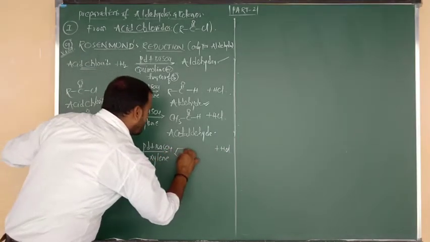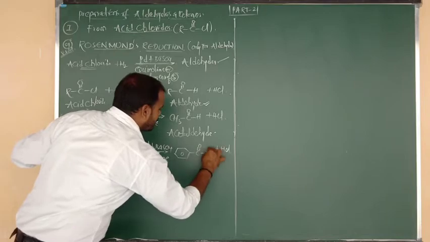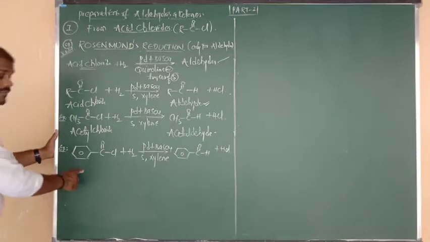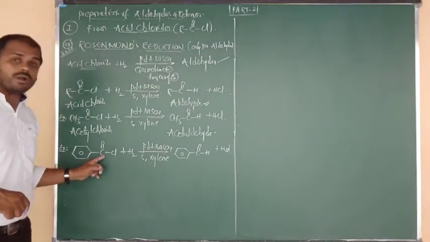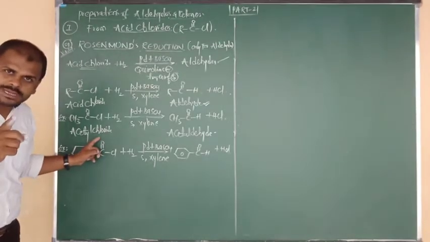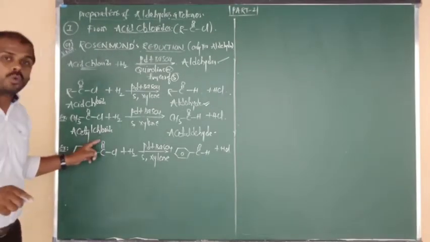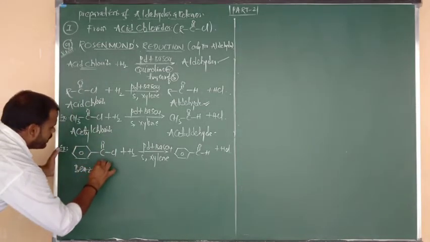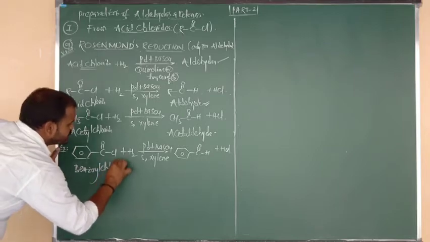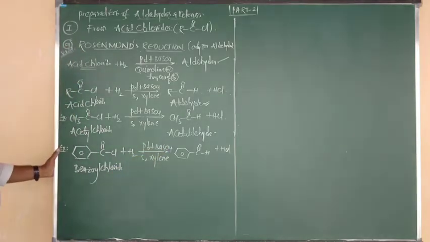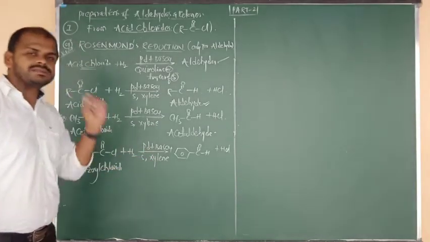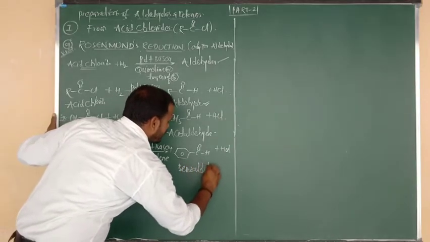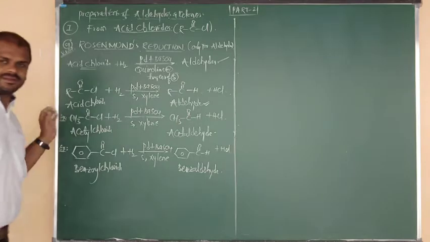So what is the name of this compound? Benzene bonded to C double bond O, C double bond O bonded to H, with R replaced by benzene. This is not benzyl. Benzene bonded to C double bond O is a keto group. So the compound name is benzoyl chloride. Benzoyl chloride upon reduction with palladium plus barium sulfate in presence of xylene and traces of sulfur gives the product, which is nothing but benzaldehyde. Very, very important reaction.